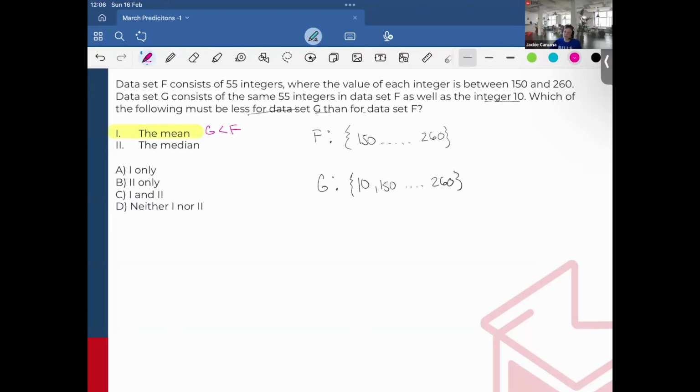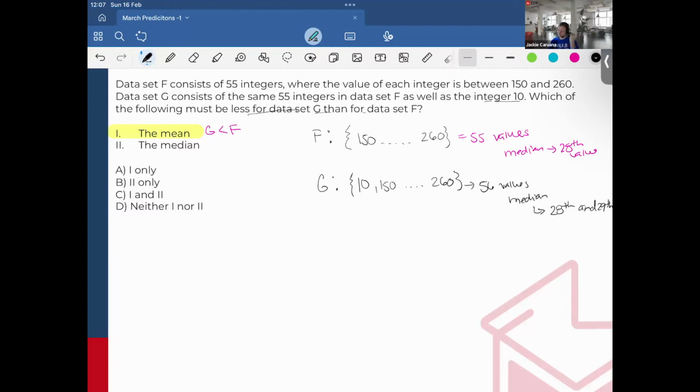And then the median. So here we have 55 values, which means the median will be the 28th value precisely. And then here there's 56 values, which means that the median will be between the 28th and 29th. So you'll have to take the average of the 28th and 29th value.